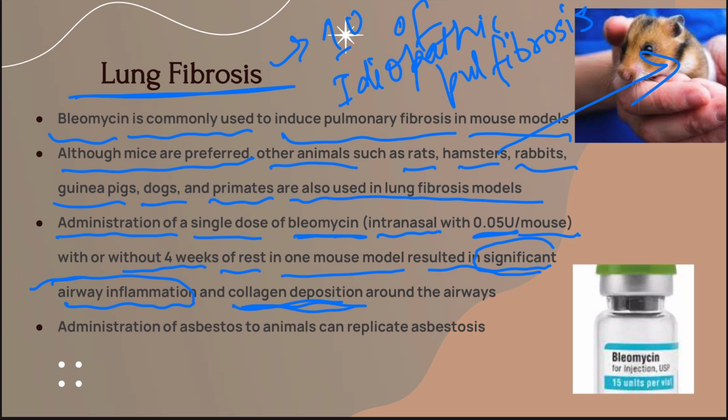So next, we can also replicate asbestosis. For that, we have to give a single dose of asbestos fibers by the intratracheal route, and it will induce pulmonary fibrosis, although it may take more than a month to develop the characteristic features such as collagen deposition, oxidative stress, and fibroblastic foci, but still it is used for replicating asbestosis in mouse models.